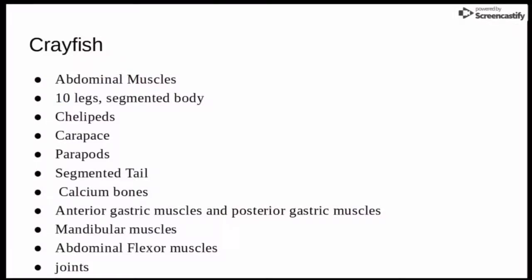The bones contain calcium and can allow for muscles to contract and allows nerves to receive messages. Anterior gastric muscles and posterior gastric muscles provide the stomach with muscle action. Mandibular muscles deal with the opening and closing of the mandibles. Abdominal flexor muscles can move the tail and fold it under the body. The crayfish have joints which increases flexibility.